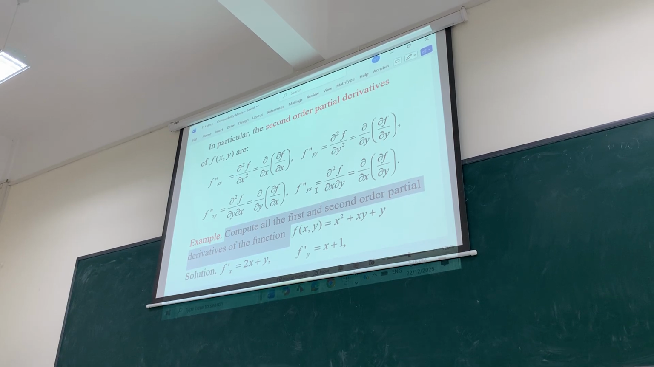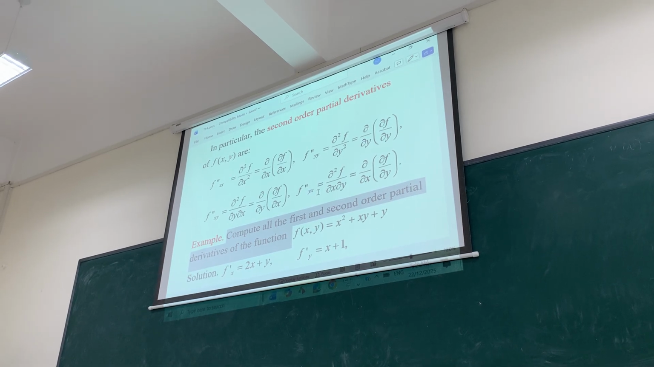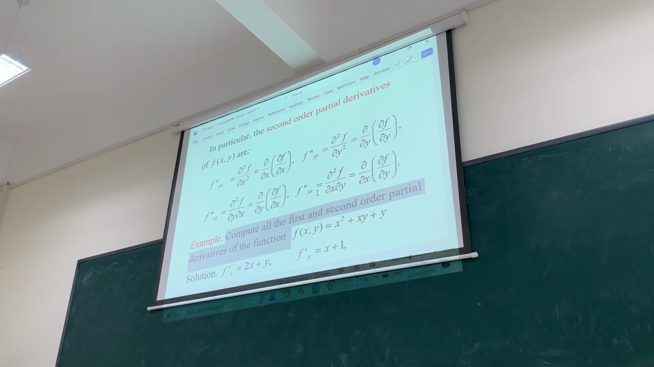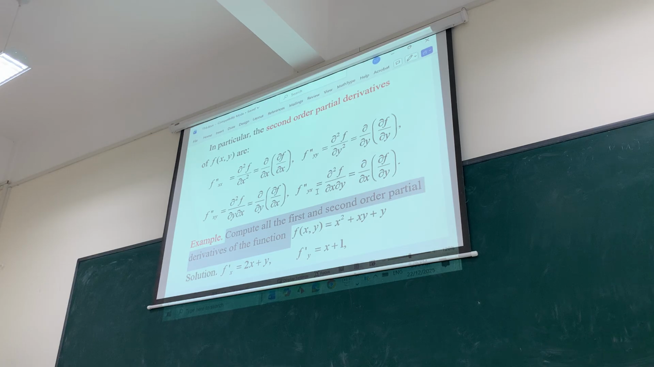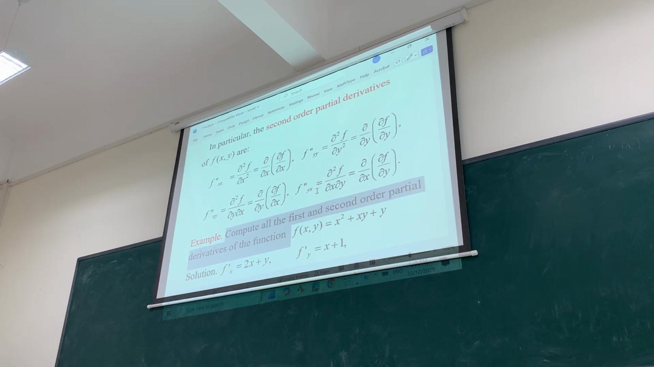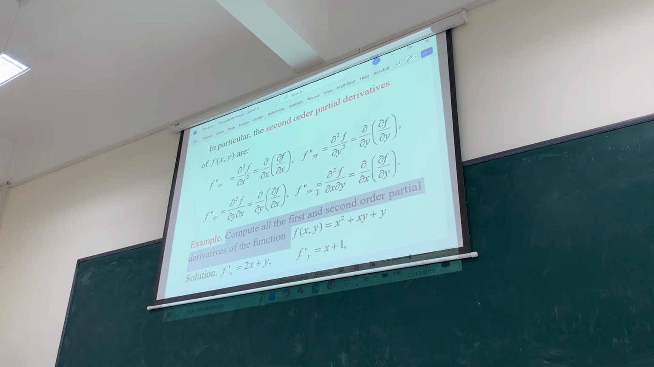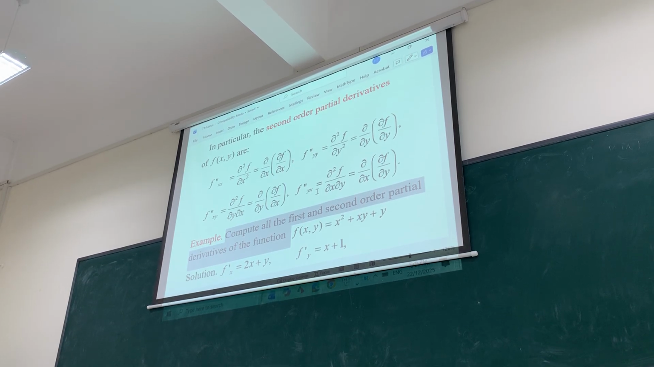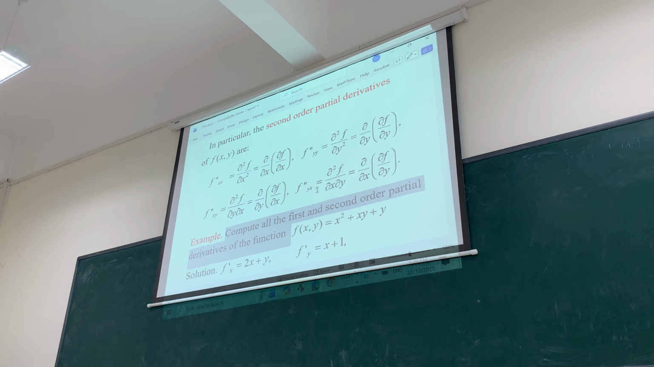If you want to find the first order partial derivative with respect to x, we need to consider y constant. If we consider y constant, the function f will become a one variable function, a simple variable function. So the derivative is the same as for a simple variable function.